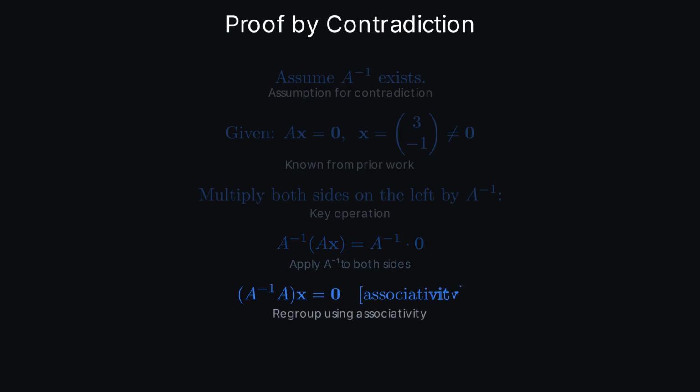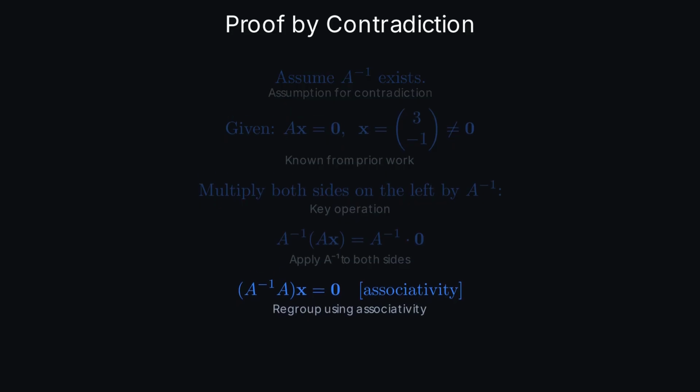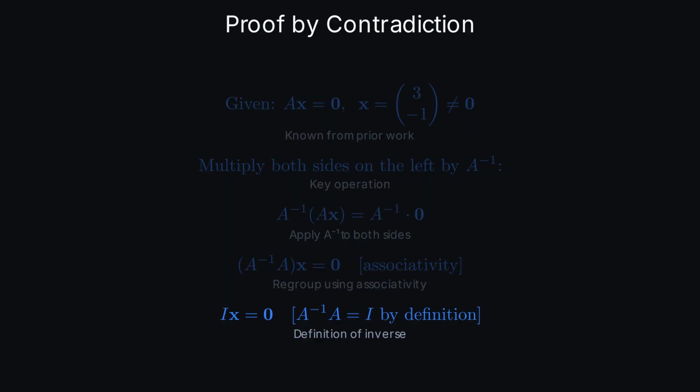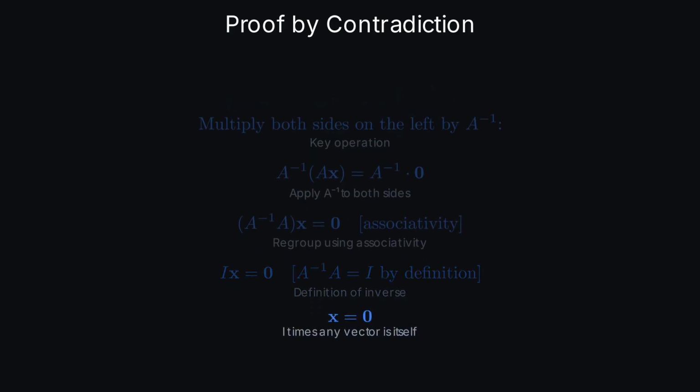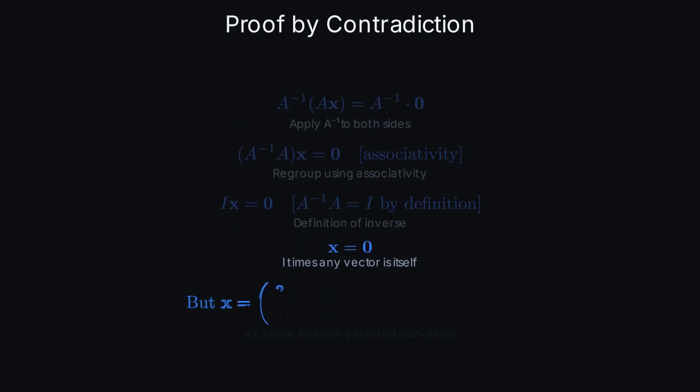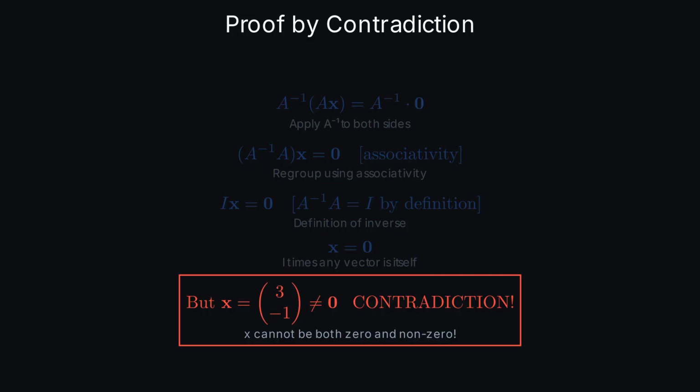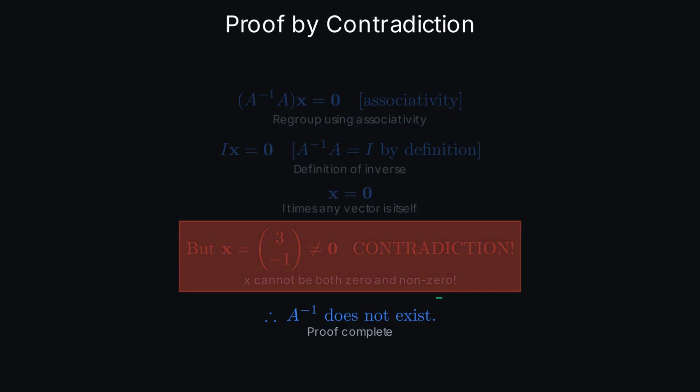By associativity of matrix multiplication, the left side becomes the quantity A inverse times A, times x, and the right side is still 0. But A inverse times A is the identity matrix by the very definition of an inverse. So the left side simplifies to the identity matrix times x equals 0, and the identity matrix times x is just x. So we conclude that x equals 0. But wait, we chose x to be the vector (3, -1), which is clearly not 0. This is a contradiction. Therefore, our assumption must be wrong, and A inverse cannot exist.